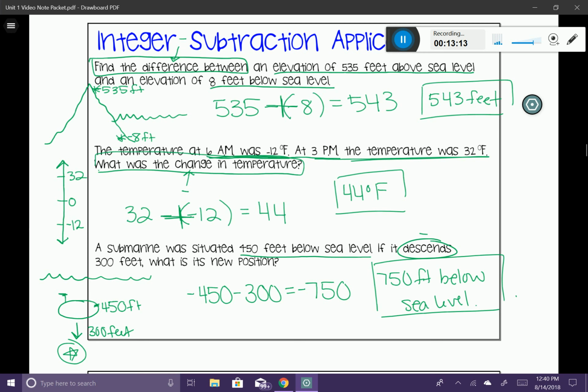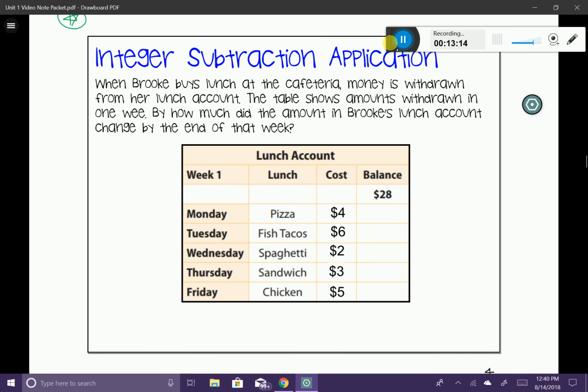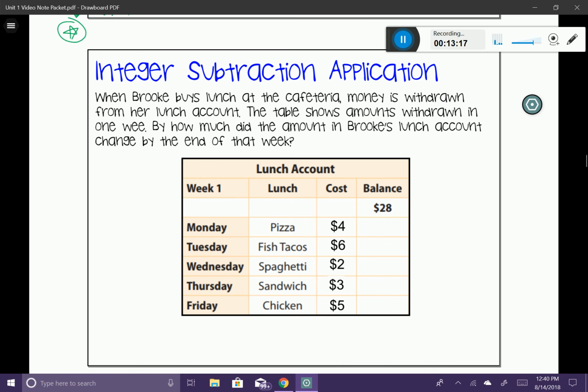Okay, I have one more problem for you, and this problem gives you a picture. So let's go ahead and read the statement. When Brooke buys lunch at the cafeteria, money is withdrawn from her lunch account. The table shows amounts withdrawn in 1 week. By how much did the amount in Brooke's lunch account change by the end of that week? So this is actually a real life situation, and it works just like your lunch account works.